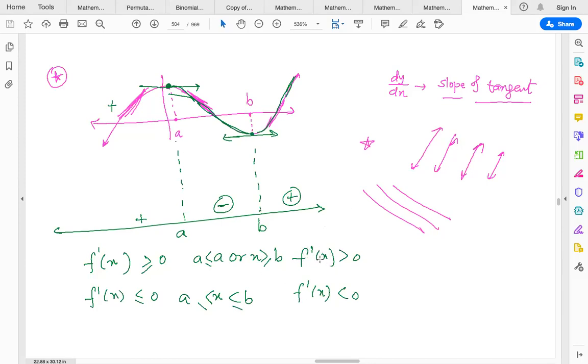So the same answer for strictly increasing would have been for x less than a or x more than b. And here it would be decreasing strictly between a and b. Now, this is the key concept linked with the increasing and decreasing function.